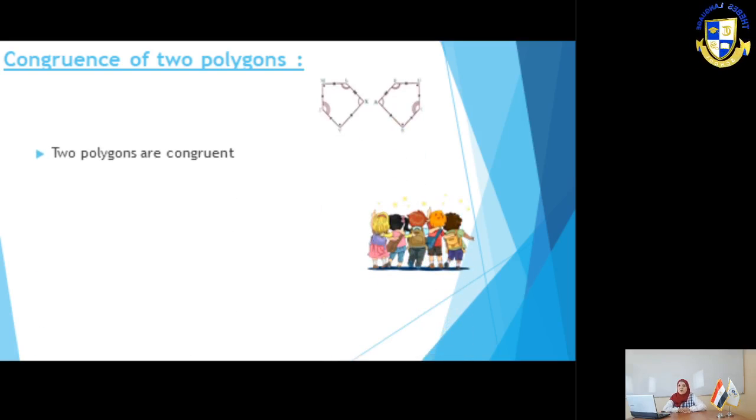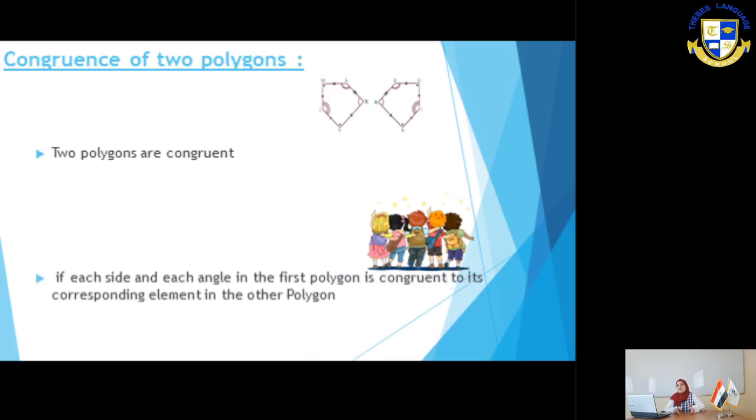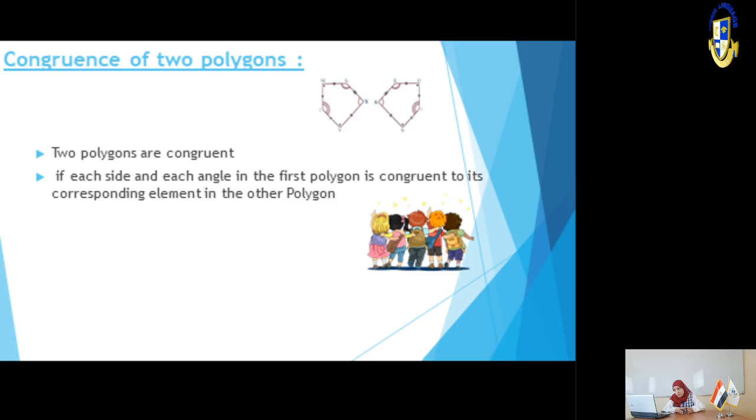Two polygons. What's the meaning of polygon? A polygon is a closed shape formed from 3 line segments or more. So we can say two polygons are congruent if they satisfy two conditions. Each side and each angle in the first polygon is congruent to its corresponding element in the other polygon. All sides in the first polygon are congruent to the corresponding sides in the other polygon, and all angles in the first polygon are congruent to their corresponding angles in the other polygon.